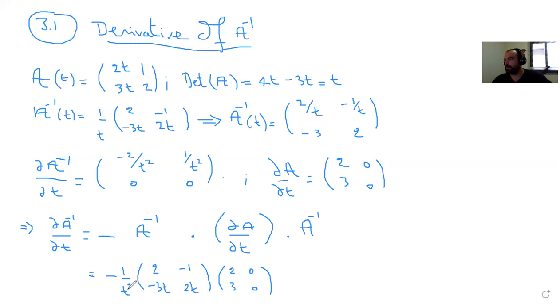So this guy is going to be 1 over t squared. So I'm going to write it as 2, minus 3t, minus 1, 2t. Okay, which was one of the choices given in the quiz. Okay, so that's it.